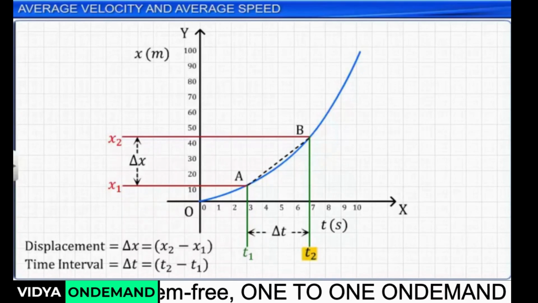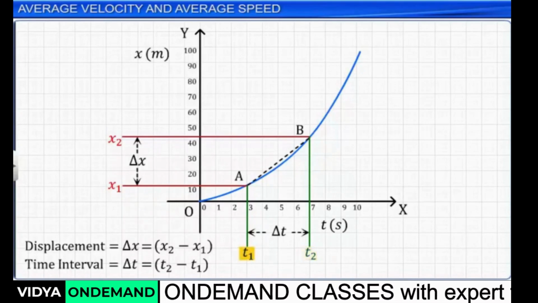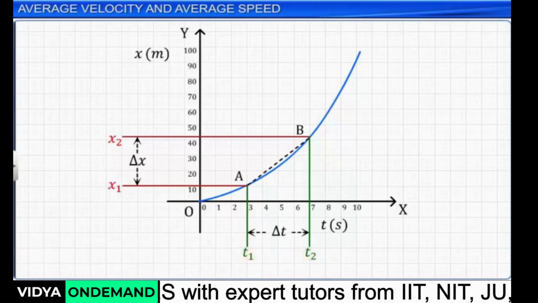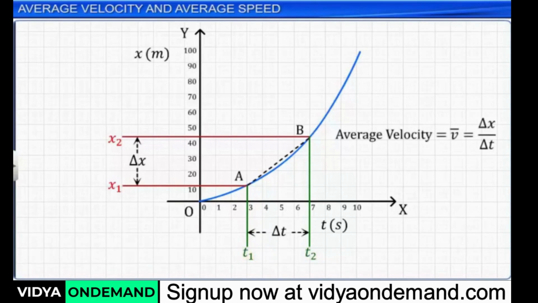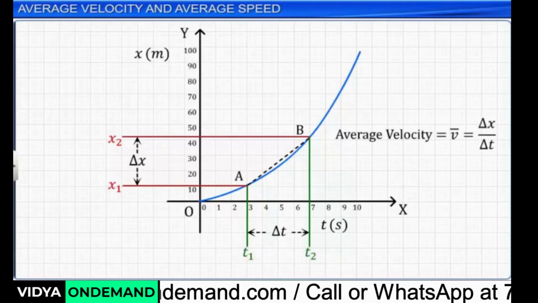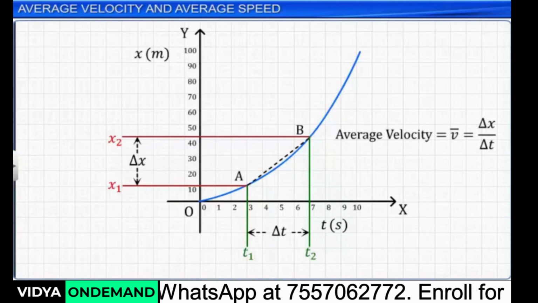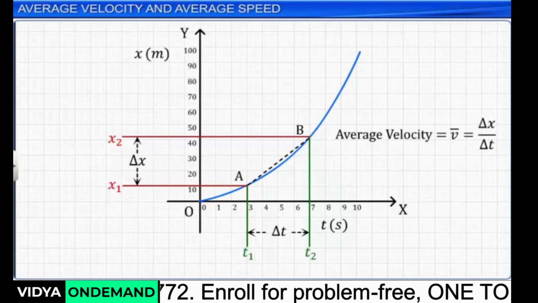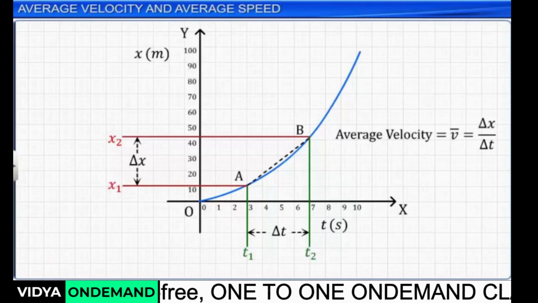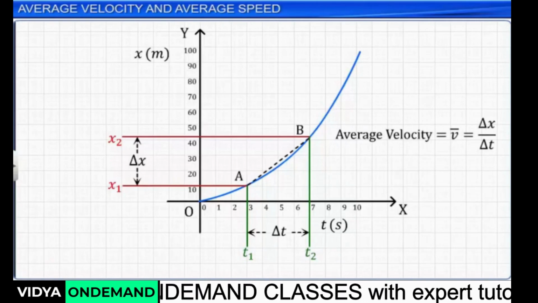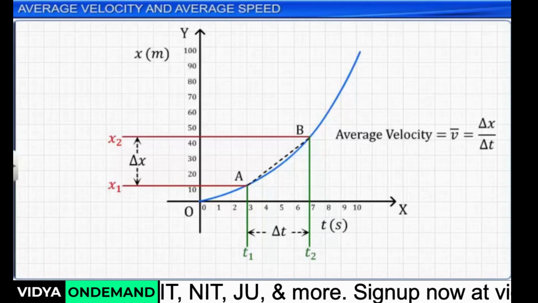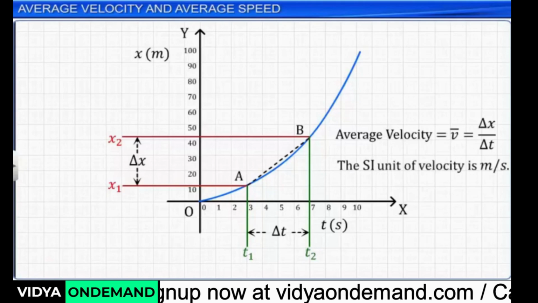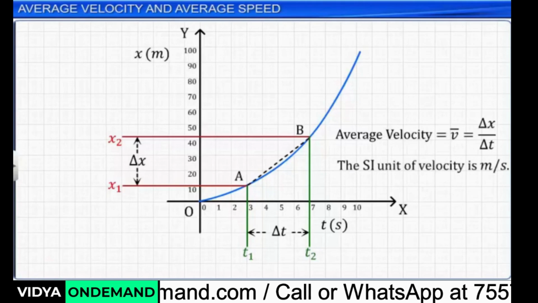The average velocity is the ratio of the change in position or displacement delta x and the time interval delta t in which the displacement occurs. The SI unit for velocity is meter per second. The velocity of vehicles is generally expressed in kilometers per hour.